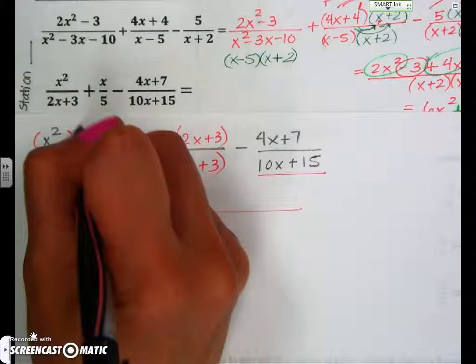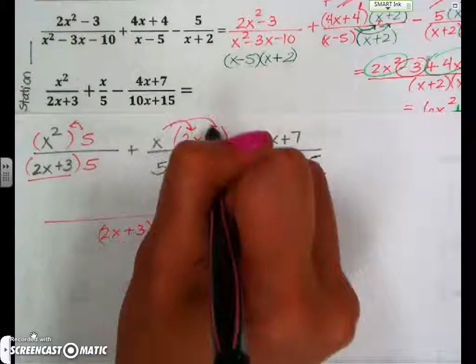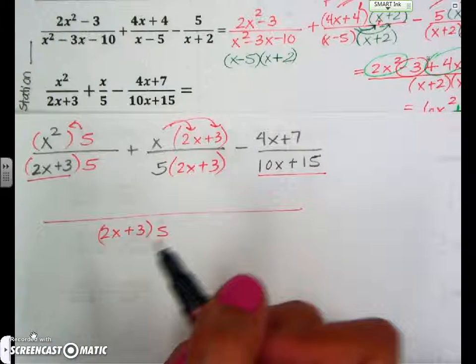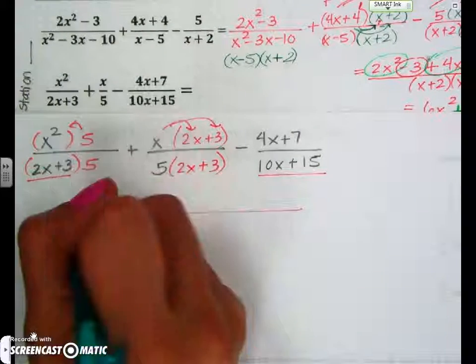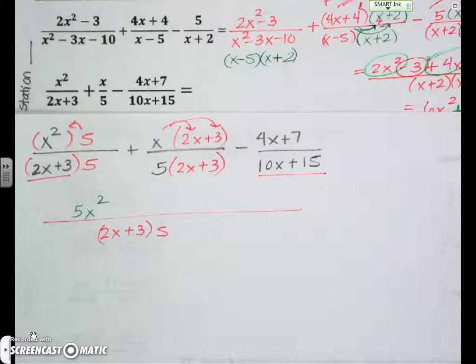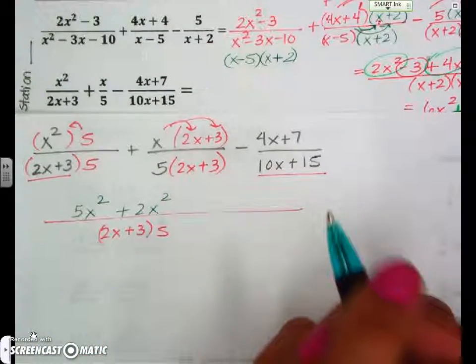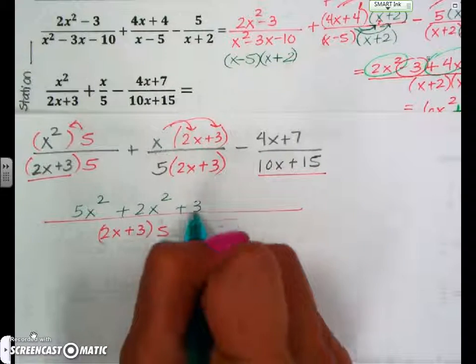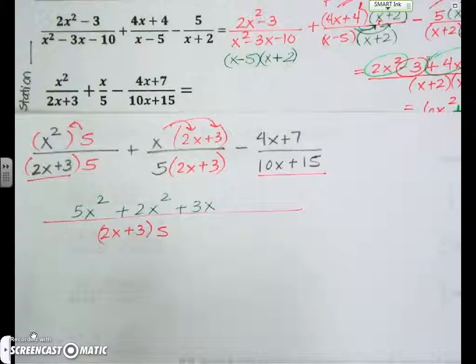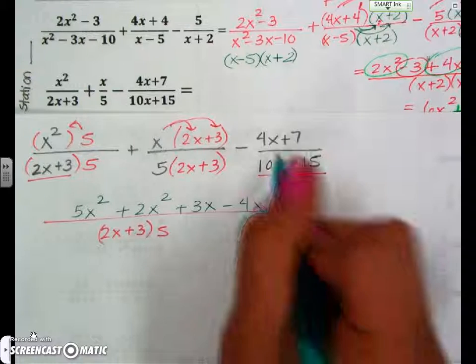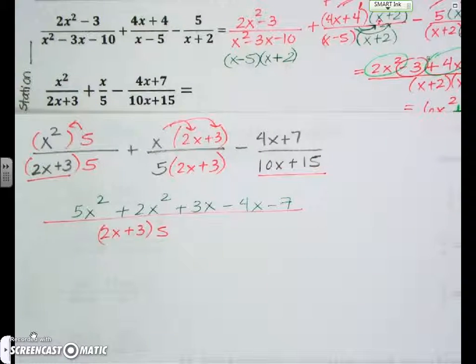So now I have to distribute times each of my terms. What's 5 times x squared is 5x squared. 2 times x gives you 2x squared. And 3 times x gives you 3x. Good. And then you're going to subtract 4x, and you're going to subtract 7.